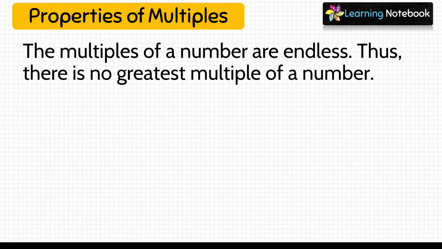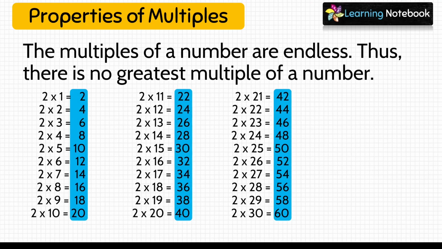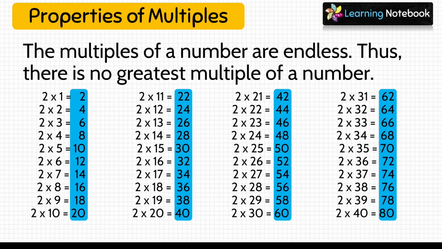Now the next property is the multiples of a number are endless. Thus there is no greatest multiple of a number. Students, this is the same property which we have learned earlier. So remember, the multiples of a number are infinite. There is no end to the multiples of a number.